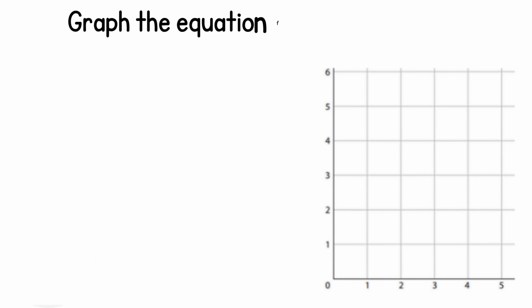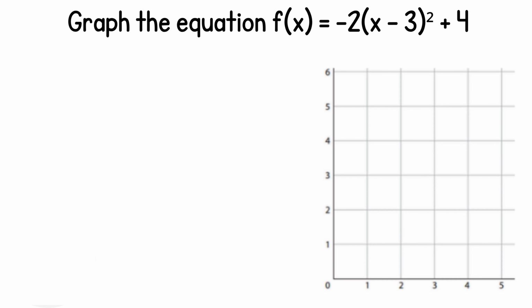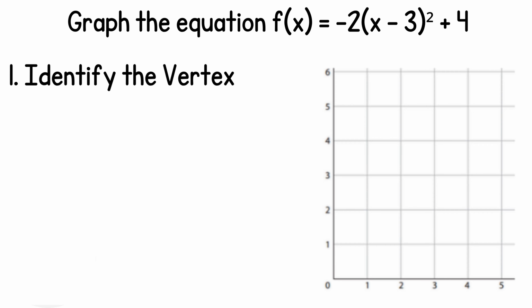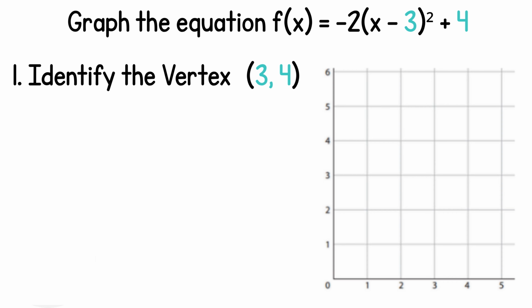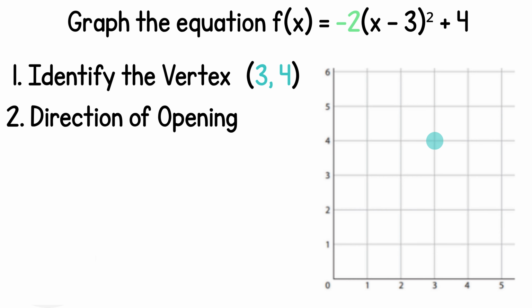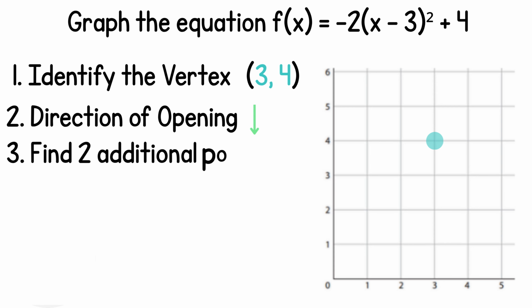Let's graph the equation f of x is equal to negative 2 times x minus 3 squared plus 4. Our first step is to identify the vertex. We can see that h would be 3 and k would be 4. So our vertex will happen at (3, 4). So we'll plot this point on our graph. Now let's decide the direction of the opening. Our a value is negative 2, so since it's negative, we know that our direction of the opening will face downward.